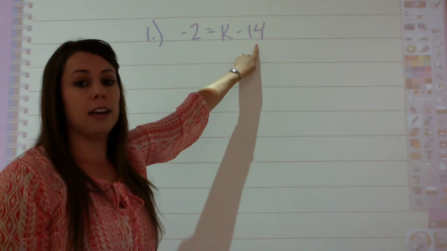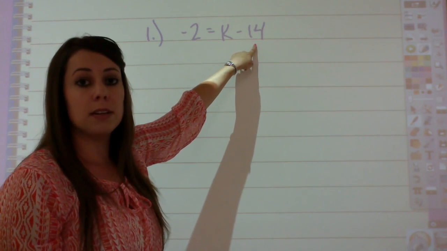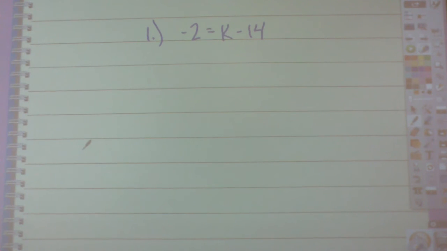Looking at 14, it's a negative, so I'm going to do the opposite, which is add. So I'm going to add 14 to both sides. Negative 14 plus 14 is 0, so we say that that cancels. Negative 2 plus 14 is 12 equals k. So that would be my answer.